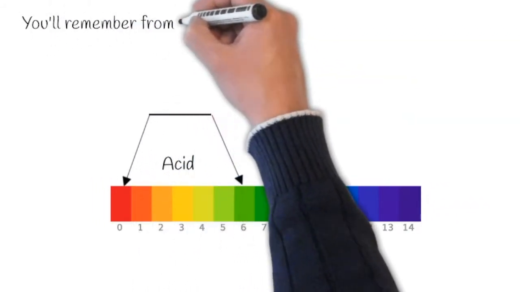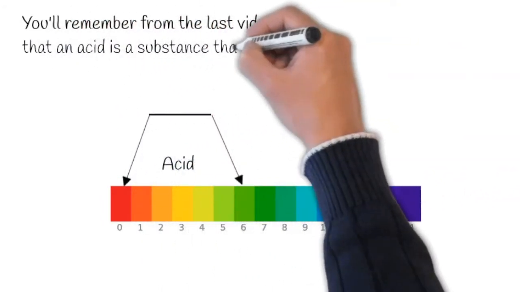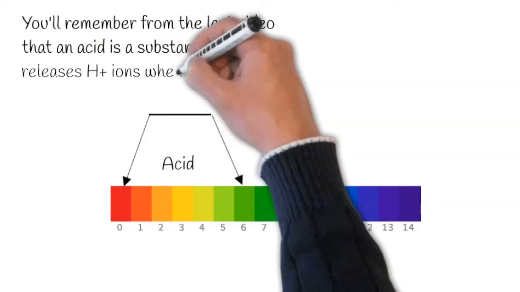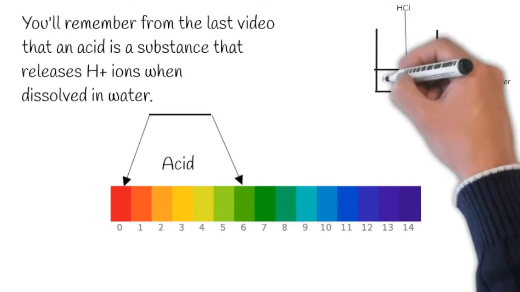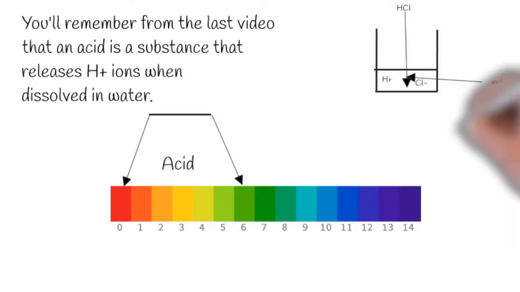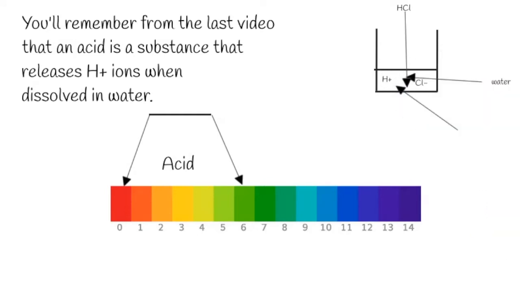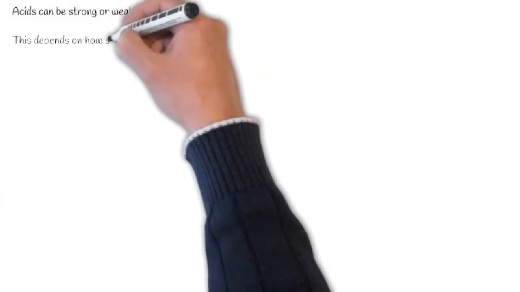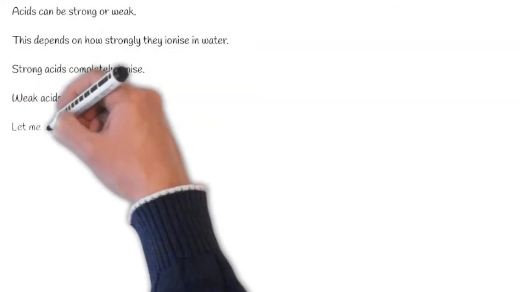You'll remember from the previous video that an acid is a substance that releases H+ ions when dissolved in water. Acids can be strong or weak. This depends on how strongly they ionize in water. Strong acids completely ionize. Weak acids do not fully ionize.